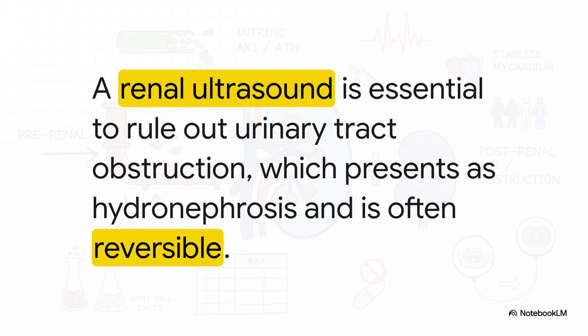Okay, one last essential test. For almost any patient with a new AKI, you need to get a renal ultrasound. Why? Because it's the fastest and easiest way to look for hydronephrosis. That's the key sign of a post-renal blockage. And you have to look for it because it's the most easily reversible cause of AKI.